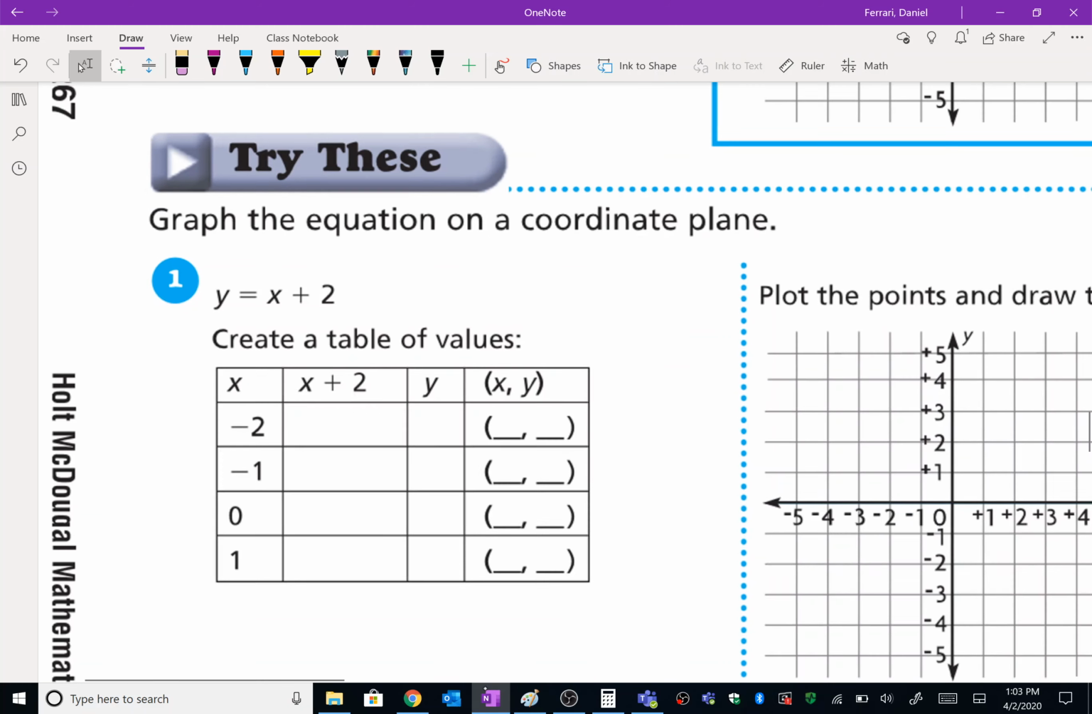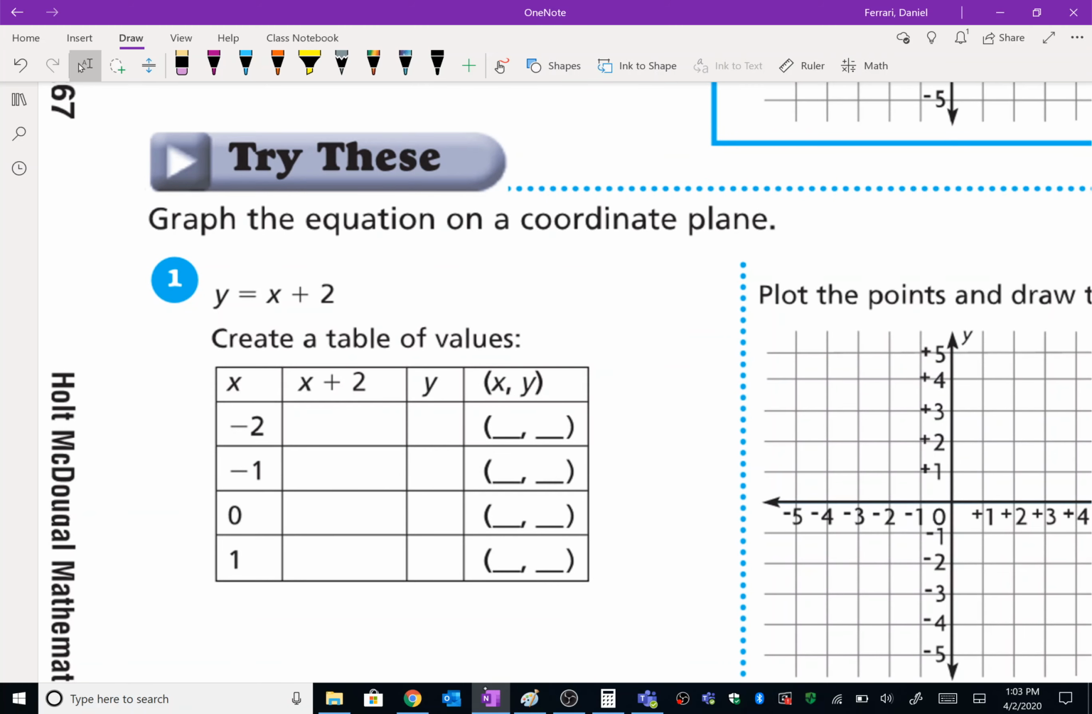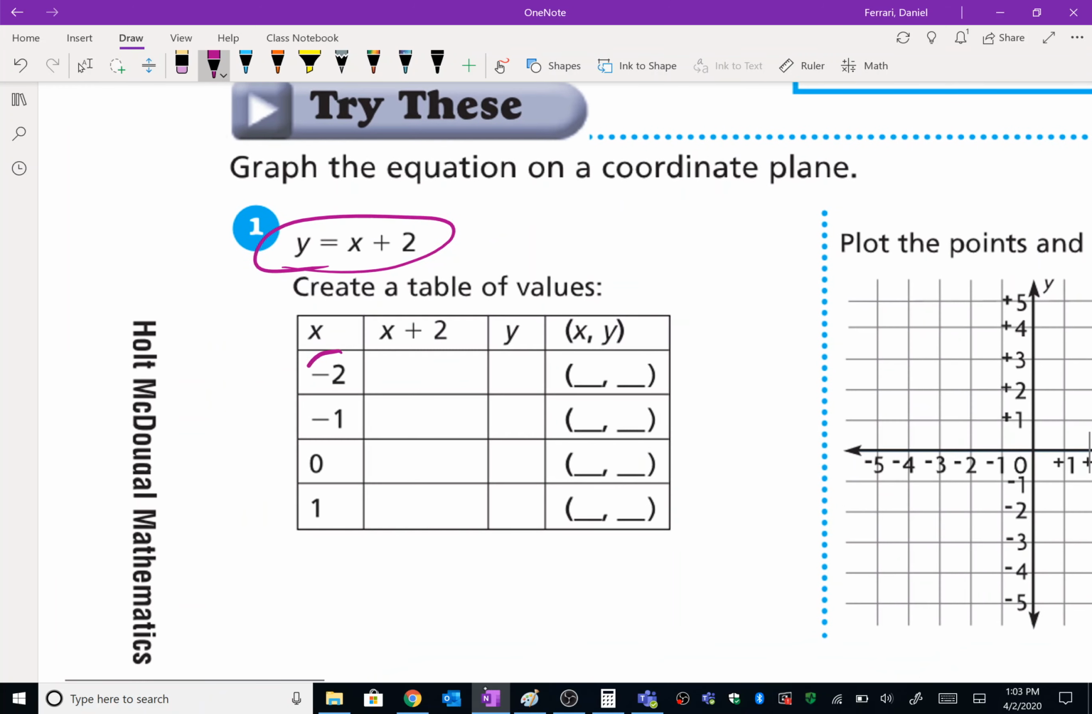Basically all we're going to do is they're giving me a list of values for x, and I'm going to plug them into this equation. Where am I going to plug them in? Well, if I know that x is negative 2, I'm just going to plug that in for the x here. So in this second column, you're going to do negative 2 plus 2. Next one would be negative 1 plus 2. Next one is 0 plus 2. And you'll notice every time I'm going to put my x in parentheses.